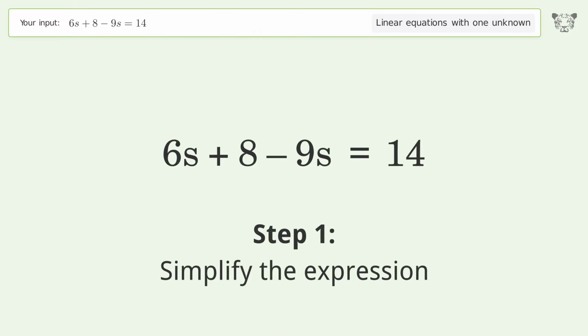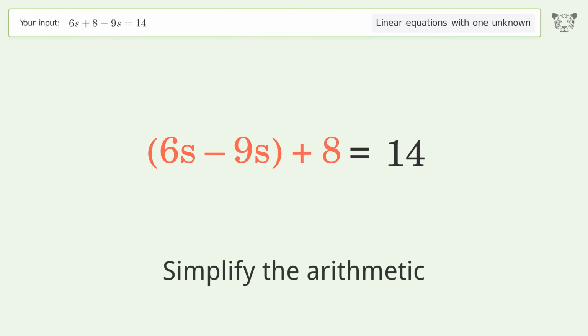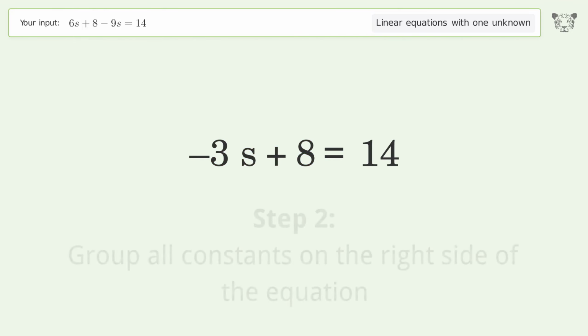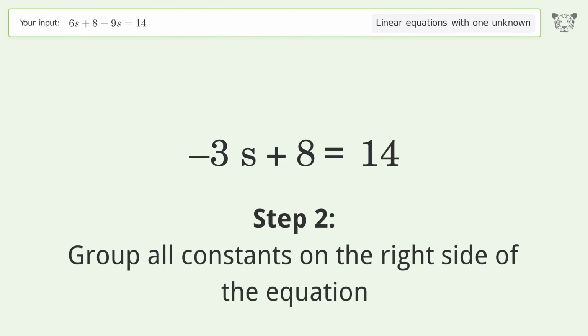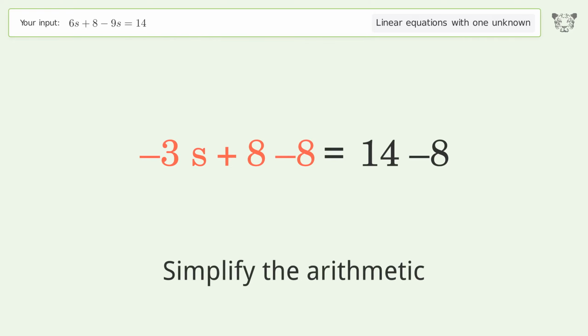Simplify the expression. Group like terms. Simplify the arithmetic. Group all constants on the right side of the equation. Subtract 8 from both sides. Simplify the arithmetic.